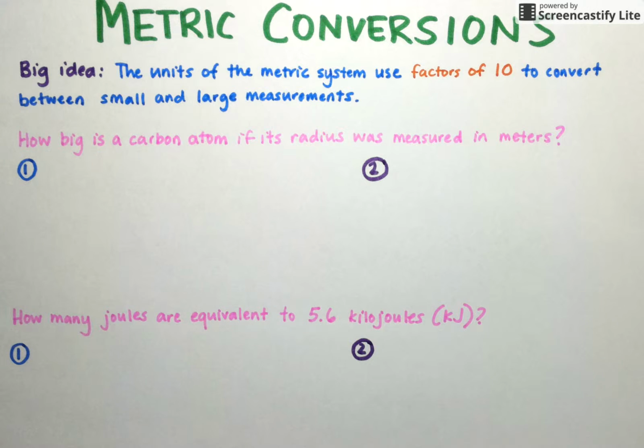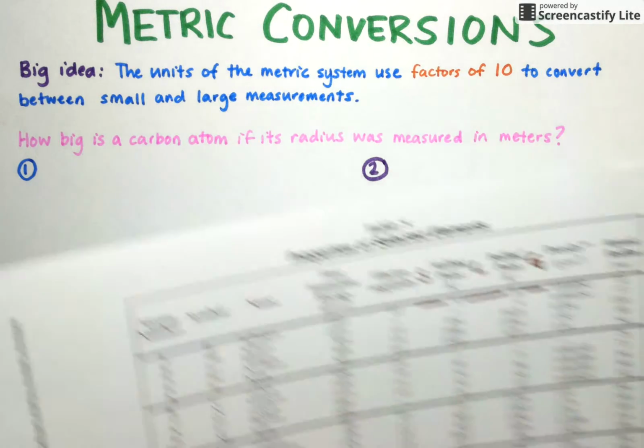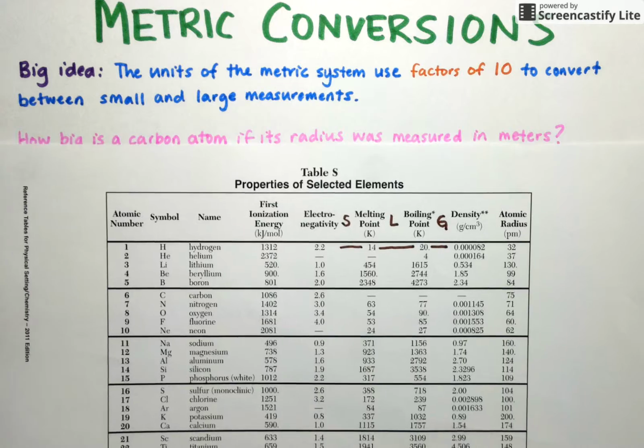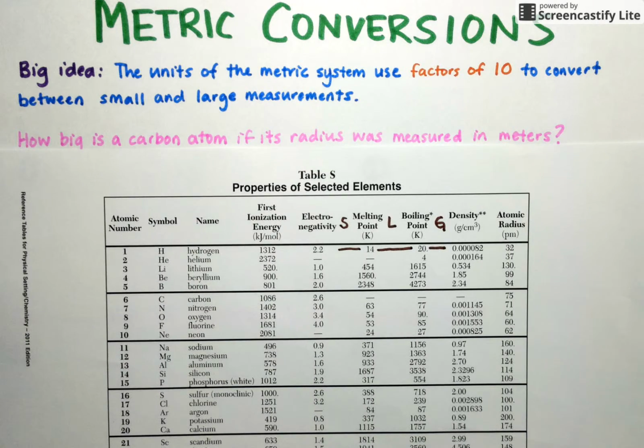And we'll use that in a couple of example problems as we try and convert from one metric unit to another. So this first practice problem has to do with the radius of a carbon atom. What I want to know is how big is a carbon atom if its radius was measured in meters? Well, meters is a horrifically non-useful unit to use if you're looking at something the size of an atom. And in fact, if you look at table S, that's where you would find the radius of a carbon atom in the first place, right?